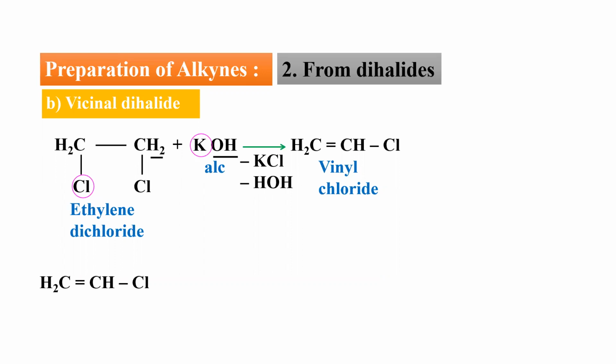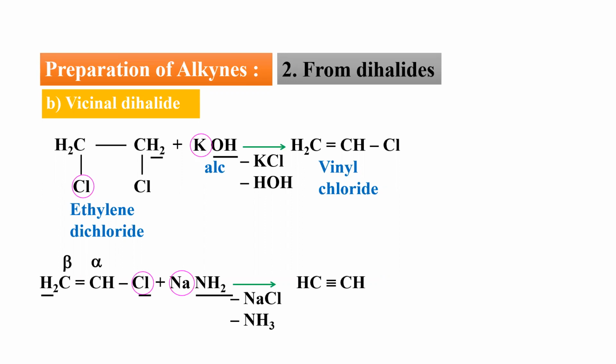This will react again with 1 more mole of KOH or NaNH2. So it can react with either 1 more mole of KOH, or it can react with NaNH2, where Na will take away Cl to go out as NaCl, and NH2 will take away one of the beta hydrogens to go out as NH3, finally giving us acetylene. So this is the second method, starting from dihalides. Let's solve a few MCQs.